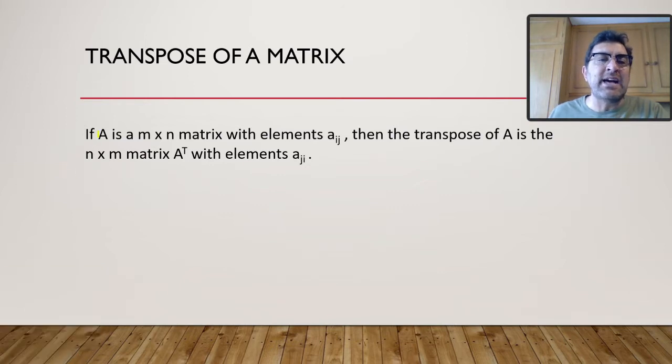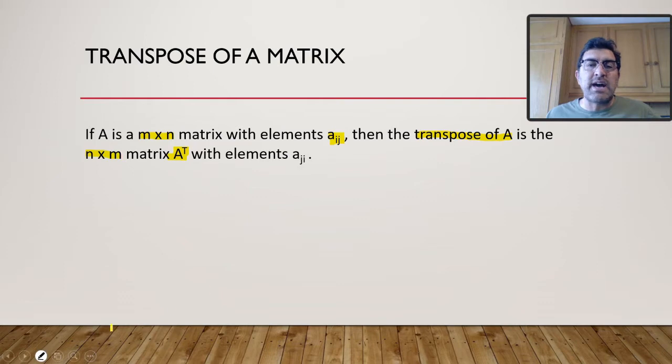It says, A is an m by n matrix with elements Aij. Now let's remind ourselves, the i represents the number of rows, the j the number of columns. Then the transpose of A, and how do we write it? We write it with A with a little capital T in the superscript of the matrix A. That will be an n by m matrix.